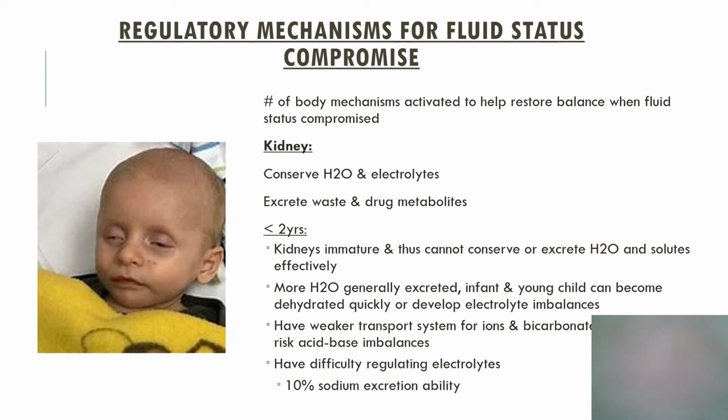More water, as we've said, is generally excreted in infants and young children, and therefore they become dehydrated much more quickly. And in getting dehydrated, they can have electrolyte imbalances much more quickly. Overall, the kidney system, as I said, is more immature and is just not capable of regulating fluids and electrolytes as efficiently as older children and adults do.